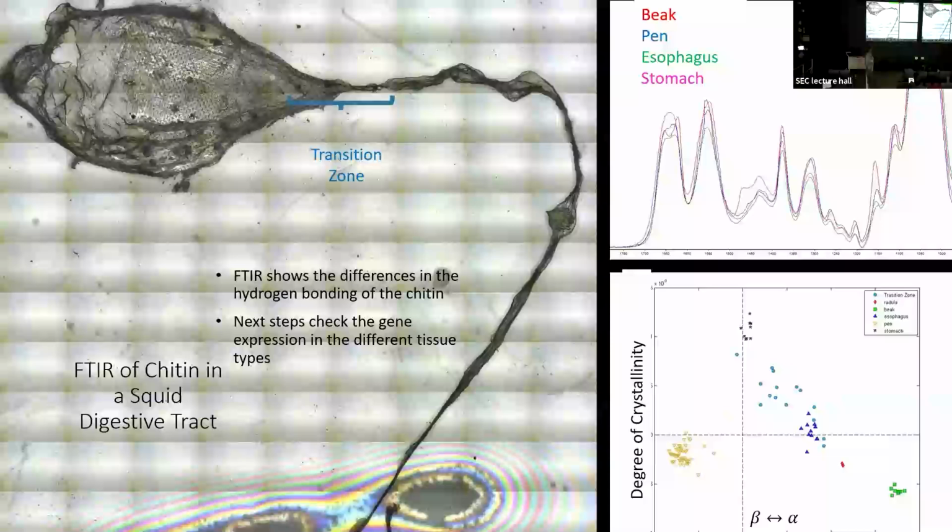So using FTIR, I can take my micro ATR crystal and walk along the esophagus, getting into the stomach. And I can take spectra at each point. The ATR crystal is about 125 microns across. And if you look here, you can see differences in these peaks, and those peaks correspond to differences in the bonding.